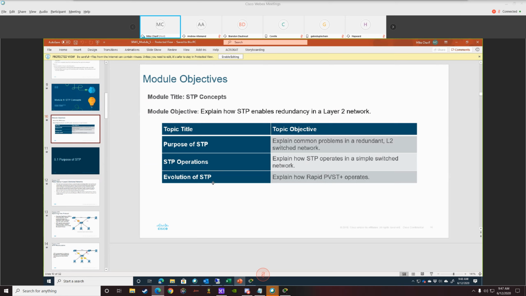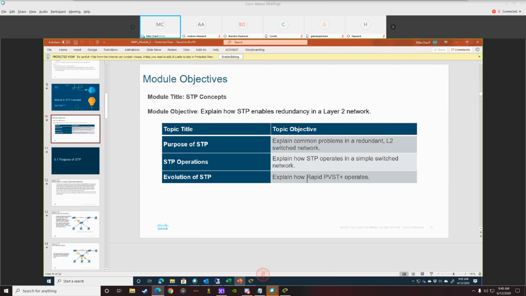And we're going to talk about the evolution of STP, because we start with the basic common spanning tree, which was developed in the early 90s. They used to have a protocol, 802.1D. Back then, like I said, a 30-second delay was not a big deal, but now a 30-second delay is huge.